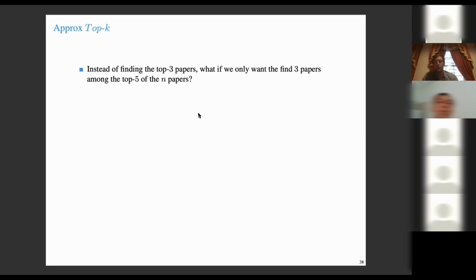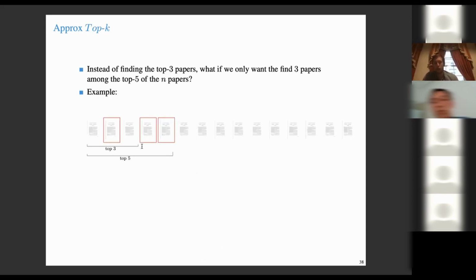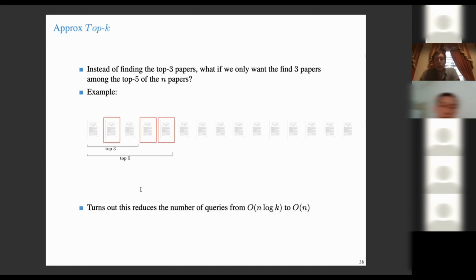So this is what we call approximate top k. Instead of finding the best 3 papers, let's say we want to find 3 papers among the best 5. So every paper you output is still reasonably good. None of your papers in your conference proceedings are going to be really, really crap. But you might have missed some really good papers. And if you set these values in a reasonable way, then you can reduce the number of queries from n log k to a linear number of queries.